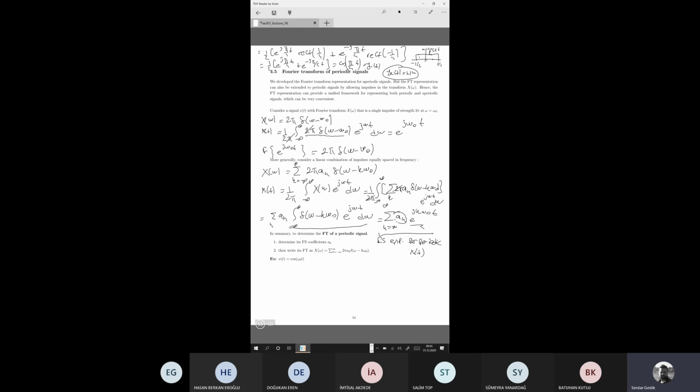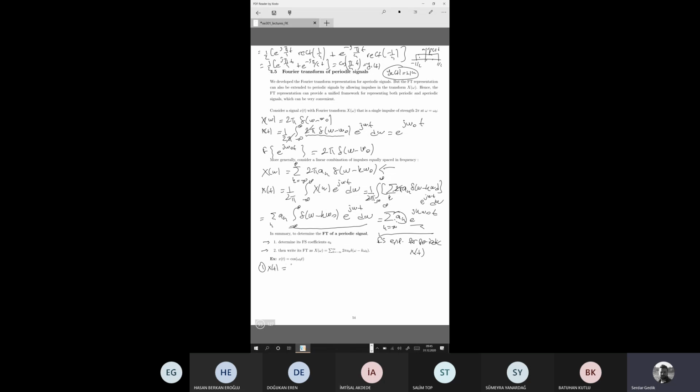So in summary, first determine the Fourier series coefficients ak, then write the Fourier transform X(ω) as the summation of 2π ak impulse(ω − kω0). So that's it. So I have a simple example. First, I will find the Fourier series coefficients ak.